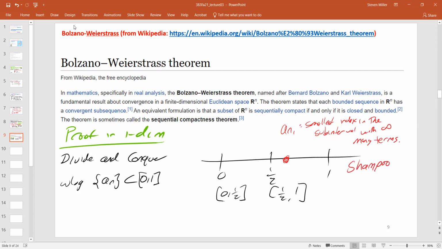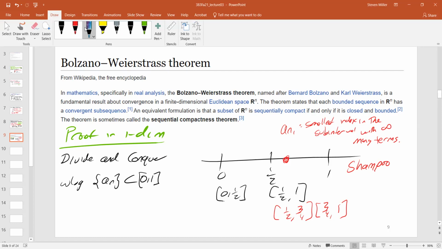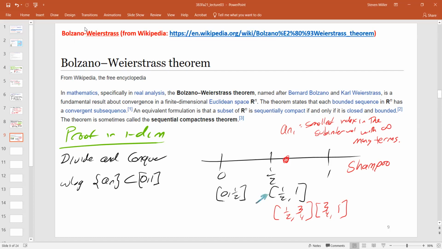And now it's shampoo again. We just repeat. So now we would look at [1/2, 3/4] and then [3/4, 1]. And one of those would have to have infinitely many. So if initially this was the one that had infinitely many, now assume maybe it is this one that has infinitely many. And when you choose the smallest index, a_{n2}, that's in there. And we continue. Will this give us a sequence that converges? Have we finished the proof? Okay, why not?